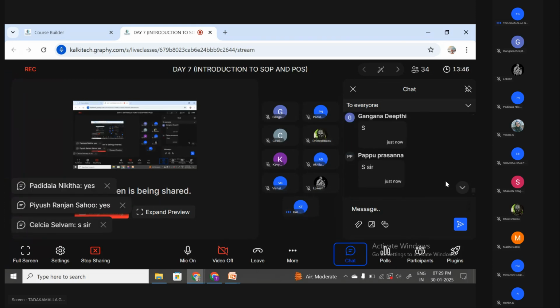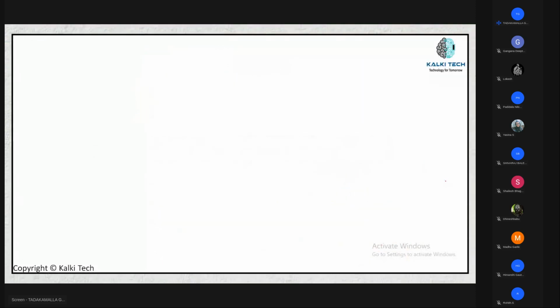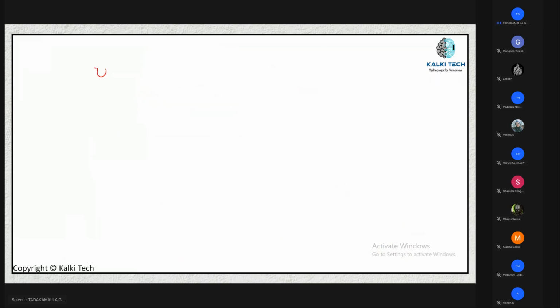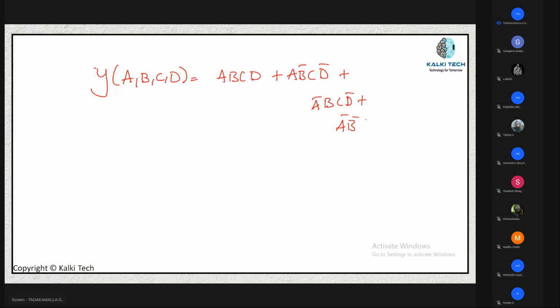Now my question is, let's say we have a particular circuit, or according to the behavior, we have derived this Boolean expression. According to the behavior of this design, we don't know the internal circuitry or the internal logic diagram. According to the behavior, we have been given the Boolean expression: y of a b c d is equal to a b c d plus a b bar c d bar plus a bar b c d bar plus a bar b bar c bar d bar.